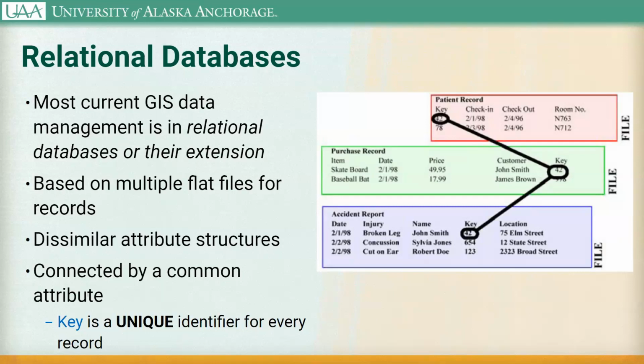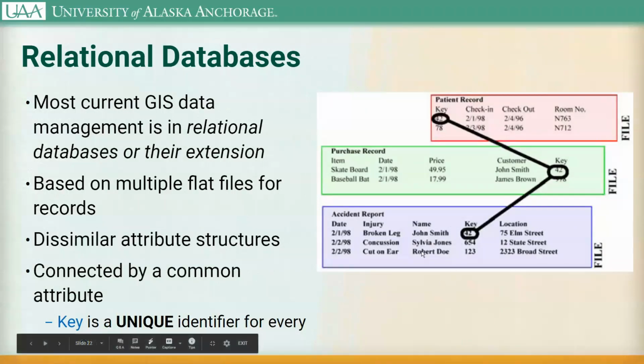And there's some database design problems I can see in this database. For example, what if John Smith breaks his arm the next week? Then I'm going to have another record of John Smith and his address in here.